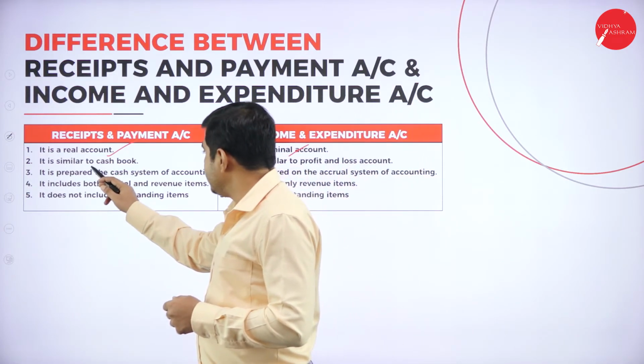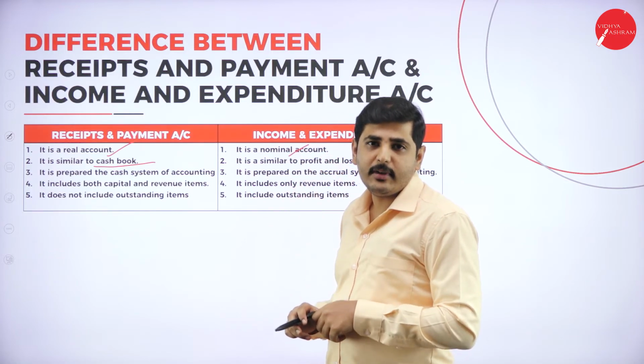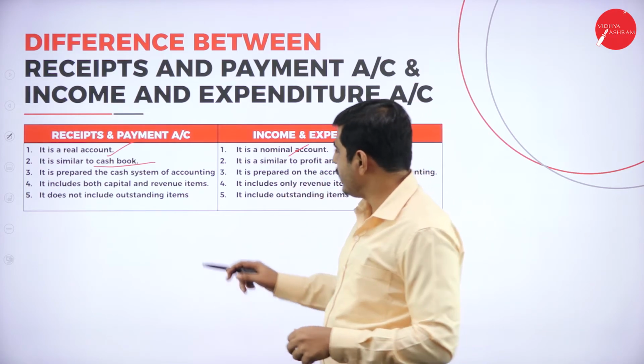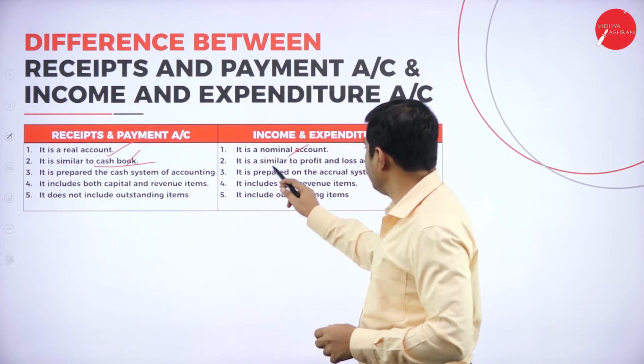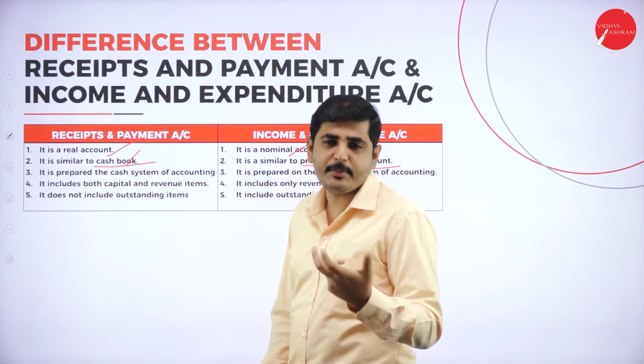Next, the receipts and payments account is similar to the cash book. In the cash book also, the opening balance will be there, the closing balance will be there, and what comes into the business and what goes out of the business will be there. The income and expenditure account is similar to the profit and loss account. Ultimately, we have to identify the profit and loss.